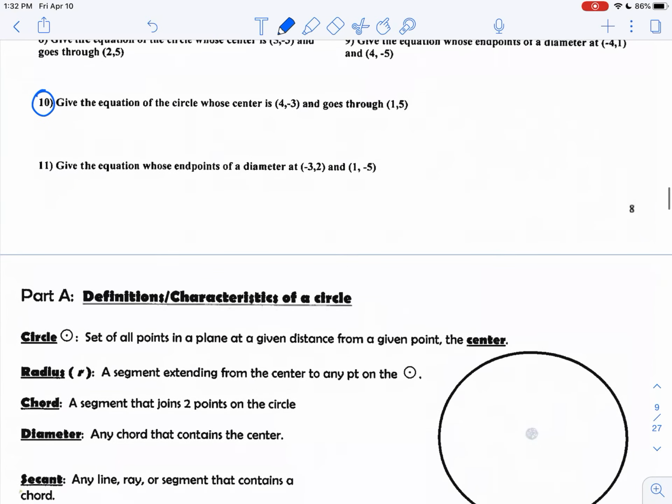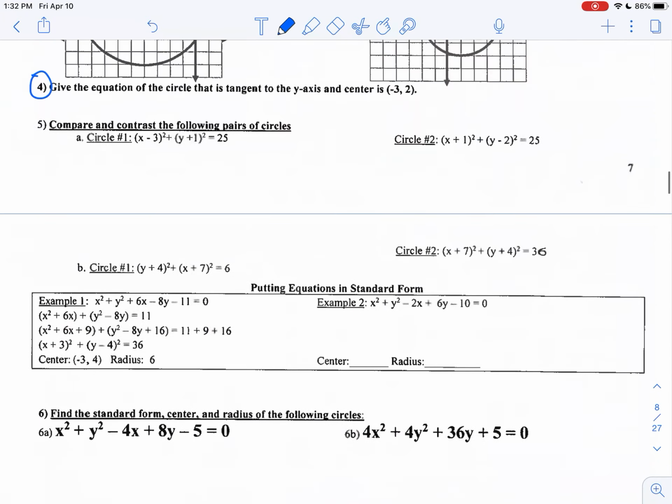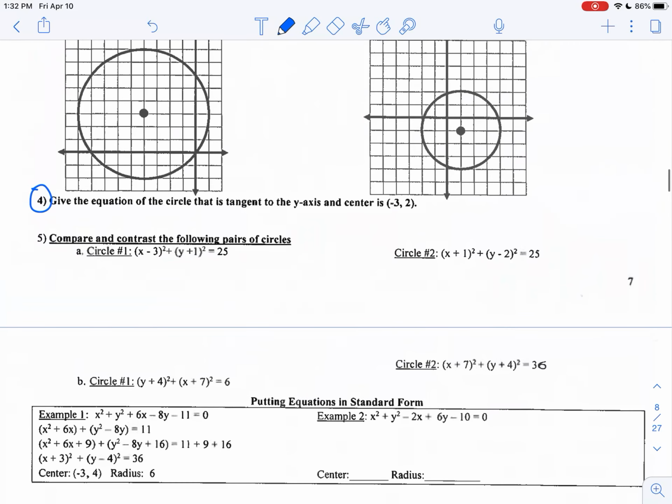On your circles homework, we're going to go over how to answer question number 4 and also how to answer question 10. On question 4, you're asked to give the equation of a circle tangent to the y-axis, and the center is at -3, 2.